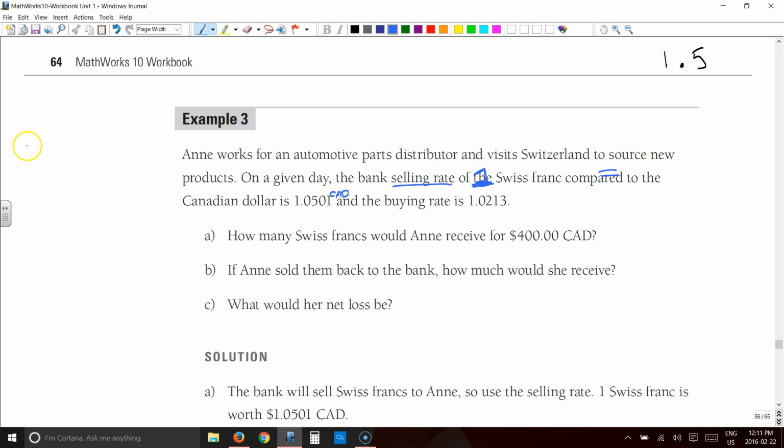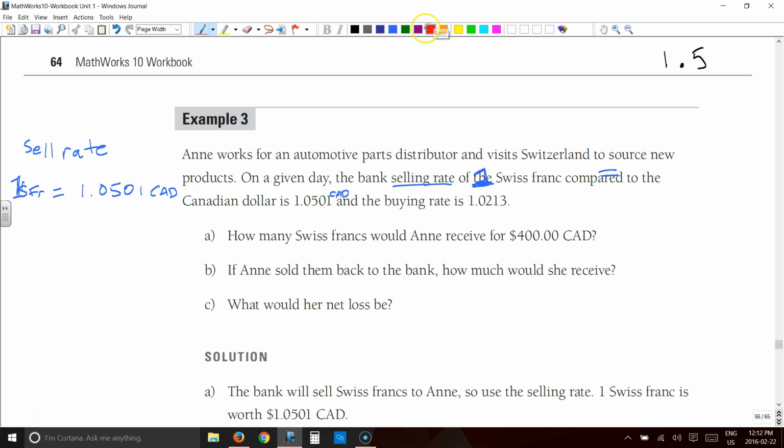So, bank selling rate is 1 Swiss franc equals 1.0501 Canadian. Okay? That is a conversion rate. Sorry about the messy writing. This pen's not calibrated very well. Fine, that's our sell rate.